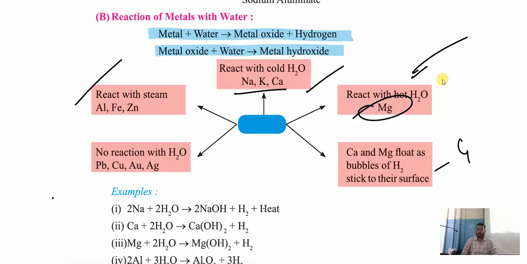This could be a give reason question. Calcium and magnesium will float on the water. Why? Because the bubbles of hydrogen stick to the surface. Understood? So that they help to float on the water.